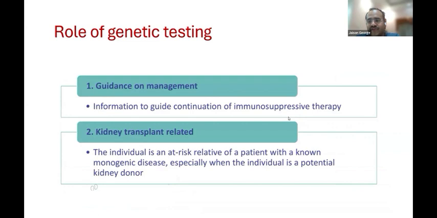It also guides management of diseases. For example, if you find a genetic cause for certain diseases like FSGS, you can avoid unnecessary immunosuppression. It also helps in choosing related donors for renal transplant, where if you find an individual is at risk for a certain disease, you can avoid that donor.